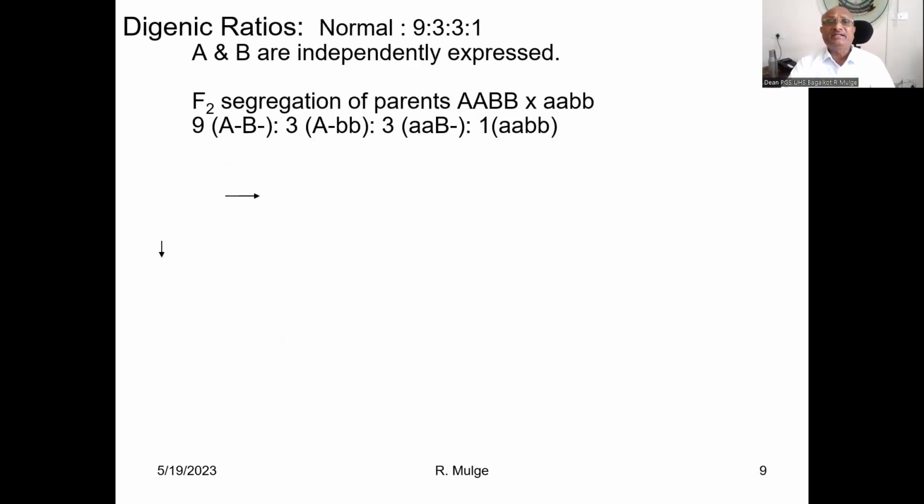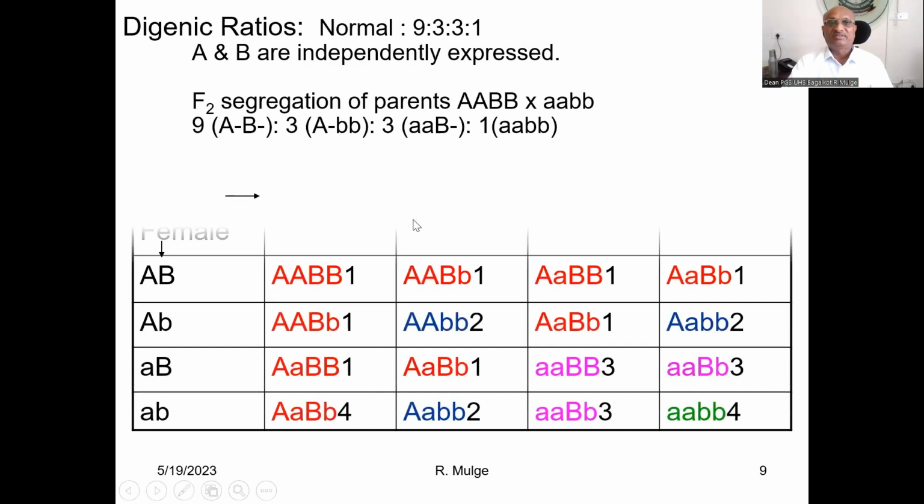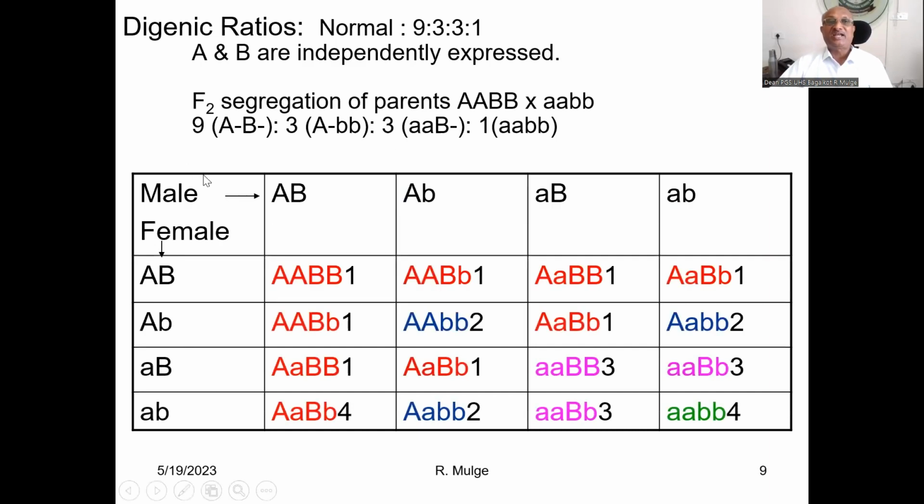Now, digenic ratios, as I explained, it is 9:3:3:1. A and B are independently expressed. There is no epistasis, there is no interference, and there is no partial dominance or anything. For the F2 segregation of the parents, these 2 plants are homozygous dominant for both genes and homozygous recessive for both genes. If you cross, what you are going to get, I think this is already explained. So you will get 9:3:3:1.